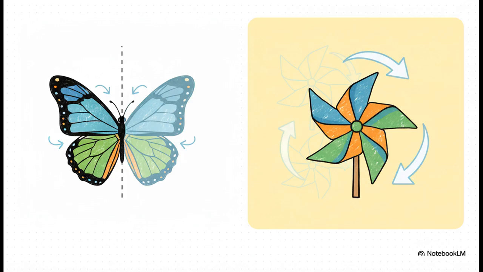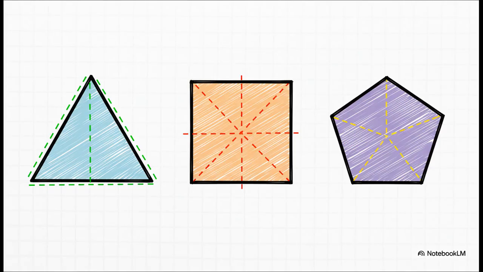Then you've got rotational symmetry. This just means you can spin an object like a pinwheel or a starfish, and it'll look exactly the same at different points during its turn. And this is where it gets really cool. There's this super elegant pattern when it comes to regular polygons. Those are just shapes with equal sides and angles. An equilateral triangle has 3 sides, and it has 3 lines of symmetry. A square has 4 sides and 4 lines of symmetry. A pentagon has 5 and 5. The rule is just beautifully simple. The number of sides is the number of lines of symmetry, every time.